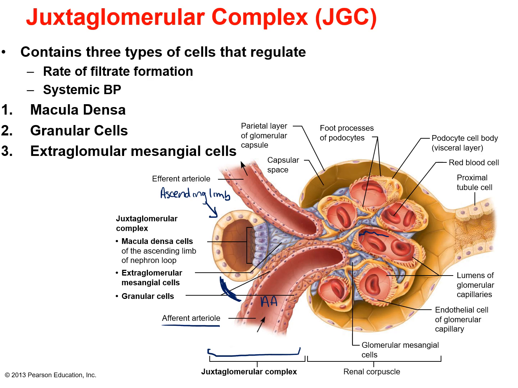The juxtaglomerular complex is going to contain special cells that are important in regulating the rate of filtrate formation as well as the systemic blood pressure. Those three cell types are the macula densa, which will be found in the ascending limb of the nephron loop, granular cells that are associated with your afferent arteriole, and then these extraglomerular mesangial cells that are kind of between the two. So we're going to take a look at these cells, and then that is it for nephrons.